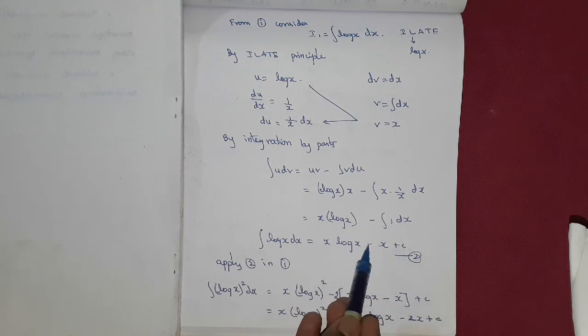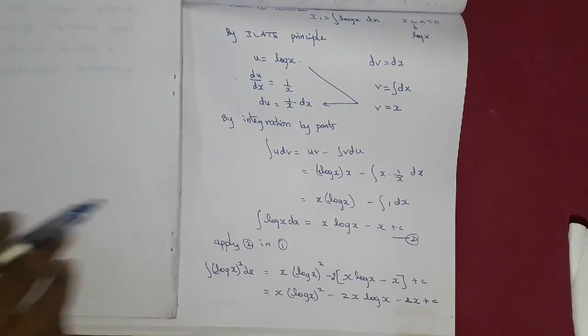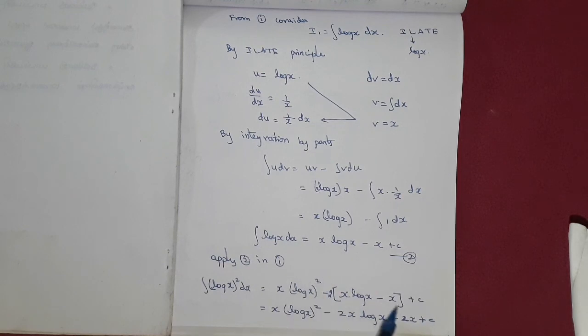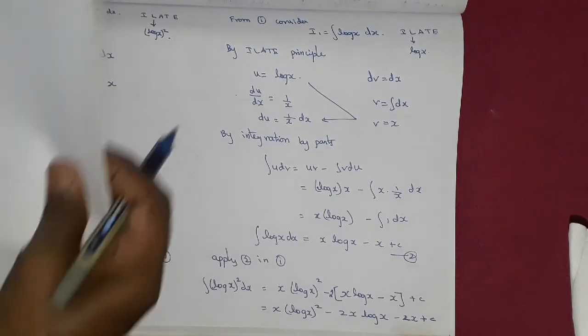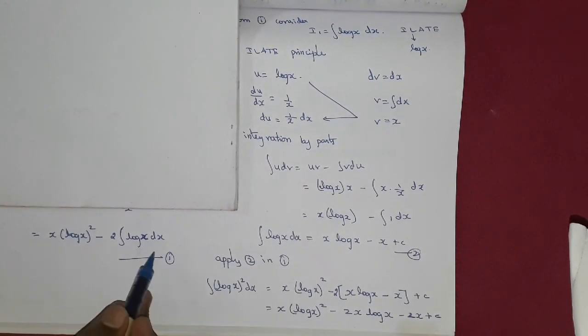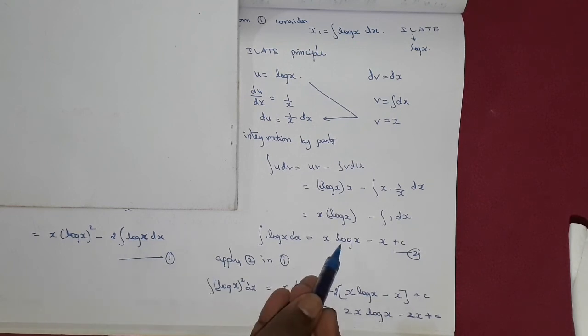Now take this answer and use it in the first equation. So that first equation will now become integral (log x) the whole square dx equal to x into (log x) the whole square minus 2 into this answer, because for the log x into dx only we are going to use it, and in this place we are going to write this answer, and now multiply the 2 inside so that you get the answer here. So this is the first result. In this place I am applying this answer, and by multiplying 2 we get the final answer, x into (log x) the whole square minus 2x log x plus 2x plus c.